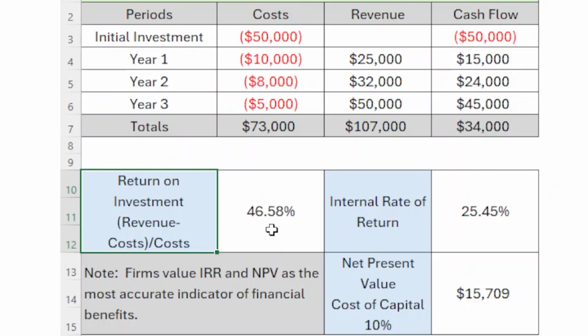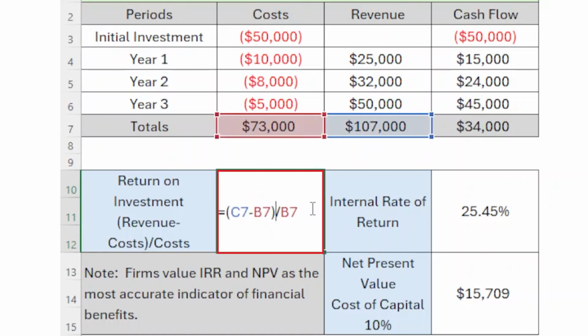We then take that result, $34,000, and divide it by our costs, $73,000. Factor out 2 decimal points. Our return on investment, or ROI, is 46.58. I am purposely showing the calculation.